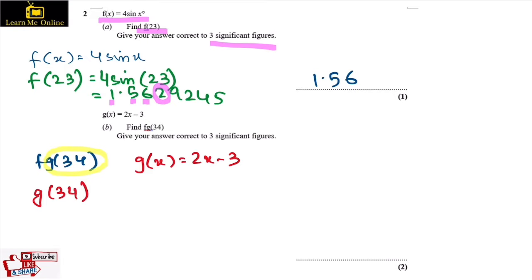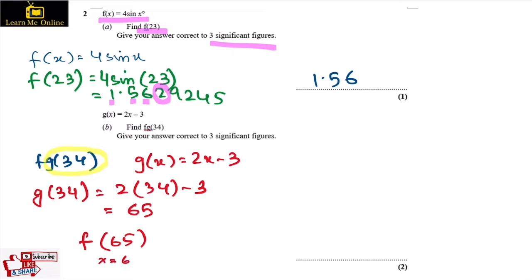You replace x with 34, so it would be 2 times 34 minus 3. When you do 2 times 34 minus 3, that would give you 65. Once you know what g of 34 is, then you write down f of g of 34 is f of 65. Now, in the f function, your x is 65. I'm going to write down that this x represents 65 here. The f function is here, so let's use this f function. So 4 times sine, and x is 65.